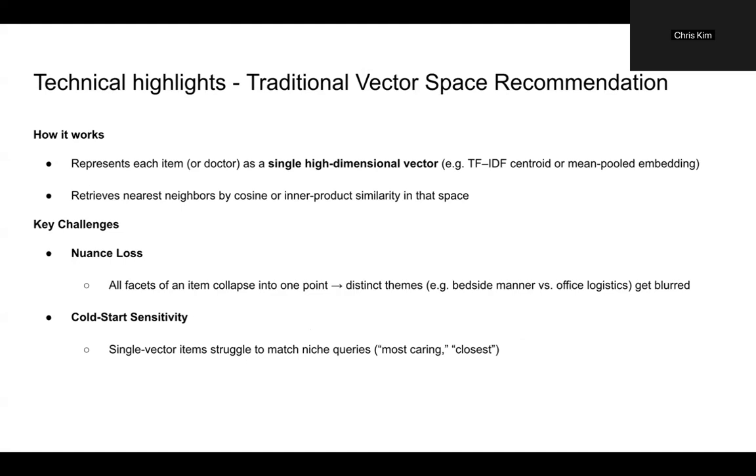So, in a traditional vector space recommendation system, we make review vectors through embedding and average the review vectors into one single vector to represent the doctor. However, the problem is that it often loses meaning and nuances of the reviews.